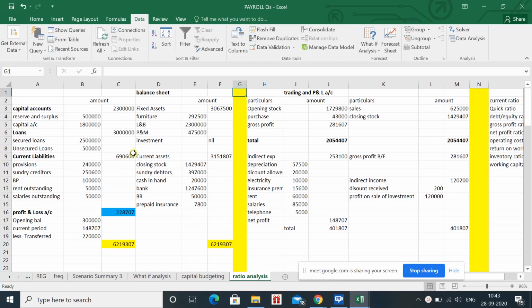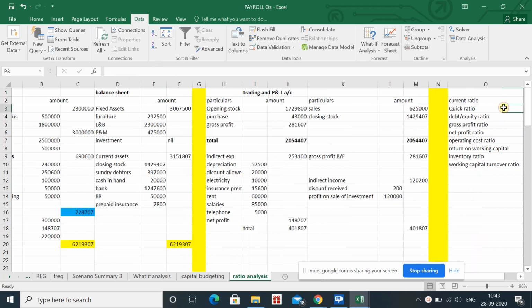Okay, in today's class, we will discuss ratio analysis. In ratio analysis, in your book, they have given you the balance sheet. You can see that we have the balance sheet. We have the information related to the trading account and P&L account. So they have given you trading, P&L and balance sheet, and they have asked you some questions.